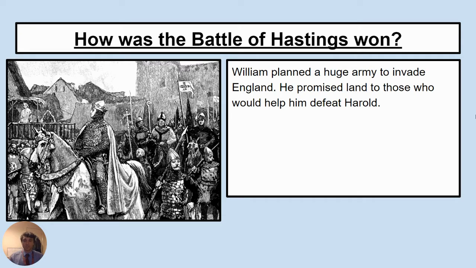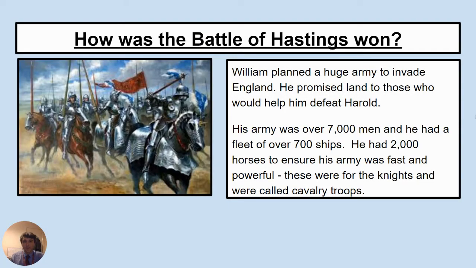He said to people, if you help me battle here, then I will give you land in England. It meant that rich people gave him troops or gave him money or gave him armour to help defeat Harold. William's army grew. His army was over 7,000 men and a fleet of over 700 ships. He also had 2,000 horses to ensure his army was fast and powerful.